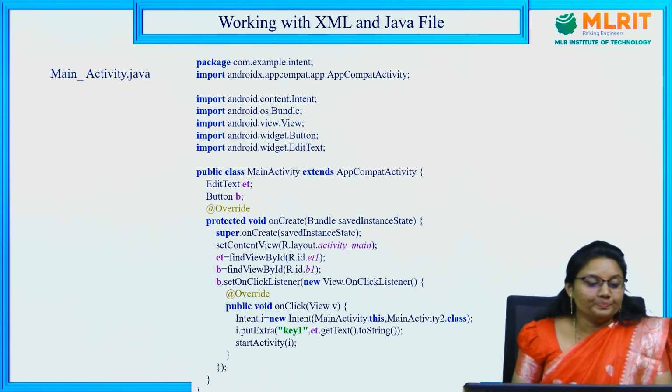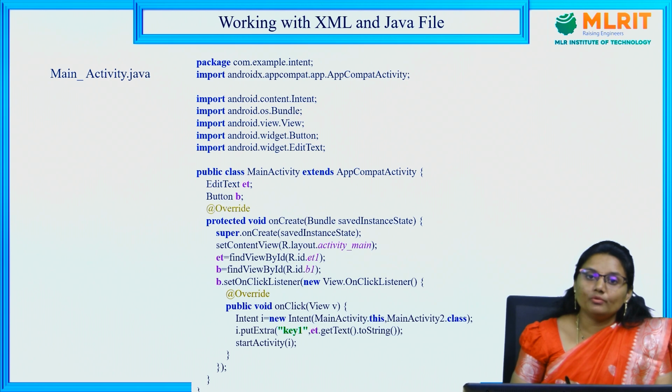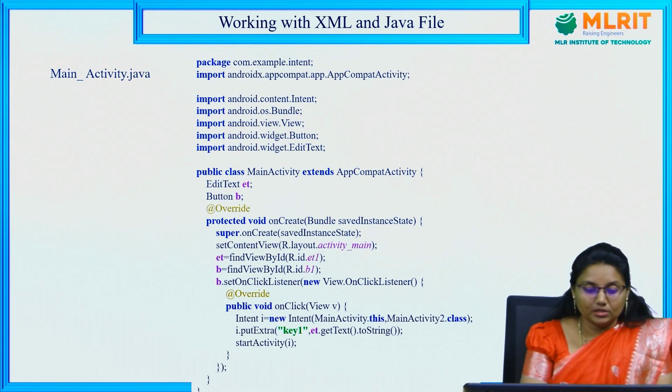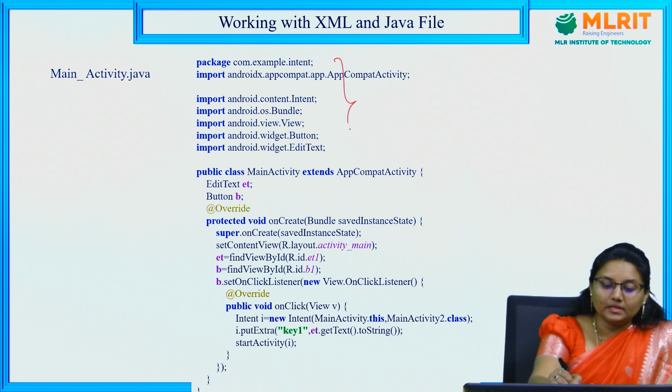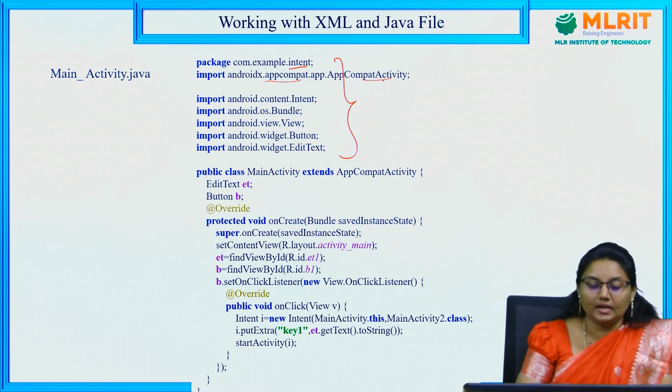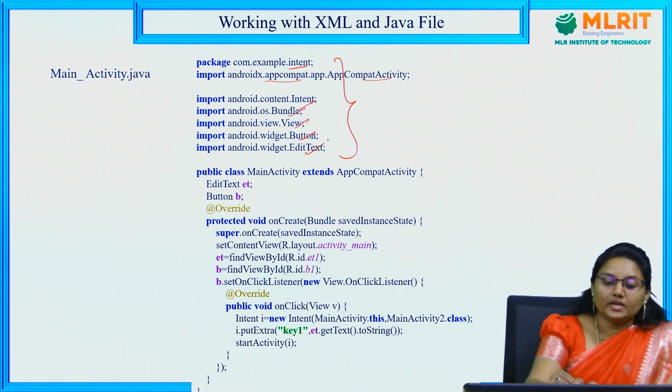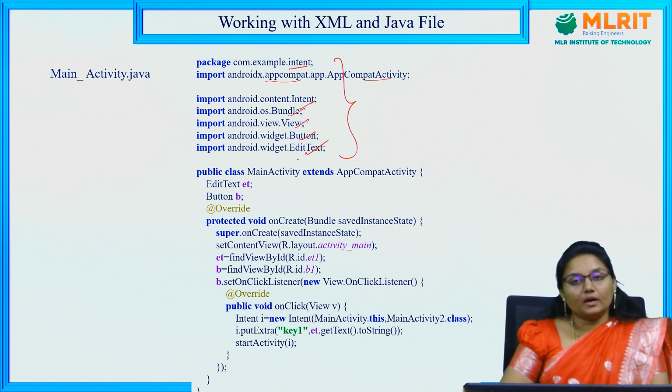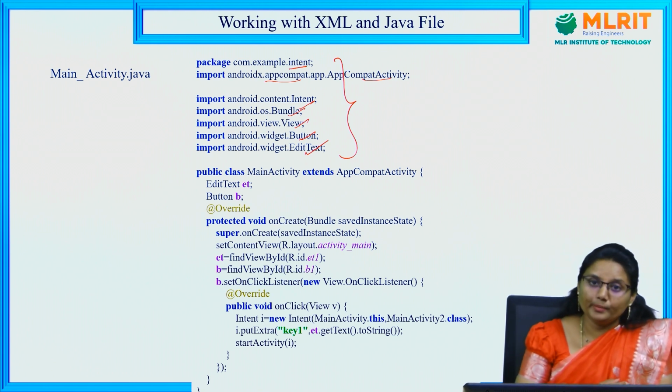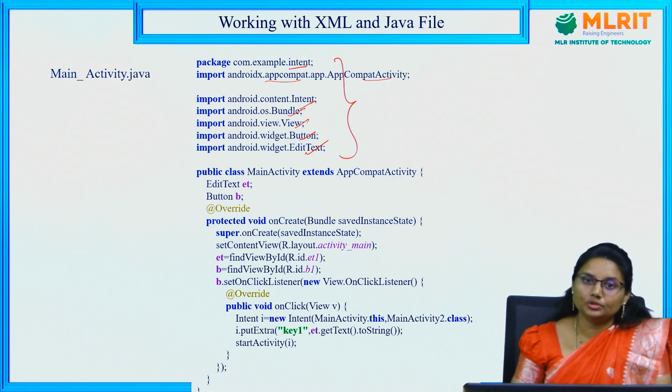This is a Java program where we are making use of both the components that we have used in activity_main.xml. This part is common for every program. As we are going to use intents here, we are importing the package for intent, and AndroidX app compat activity. We use AppCompatActivity because all the interfaces and classes belonging to it are used in our class. Intent, bundle, view, button, edit text are the different components we have, and whatever other components you are using, you can also add those to these libraries.